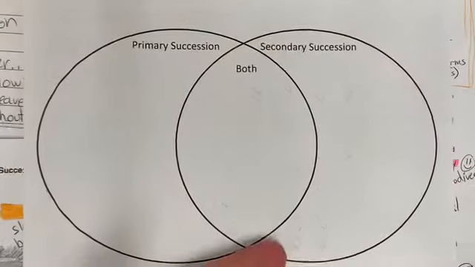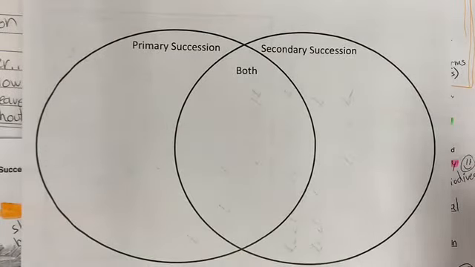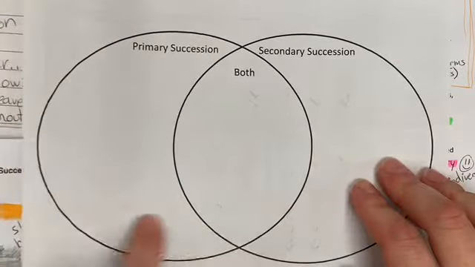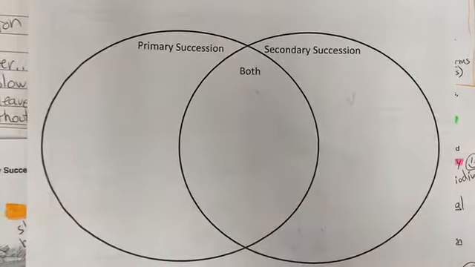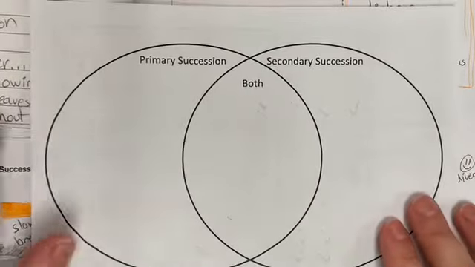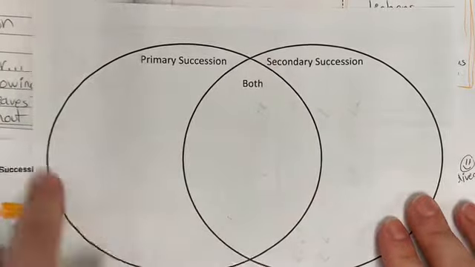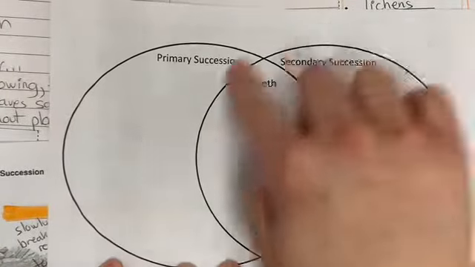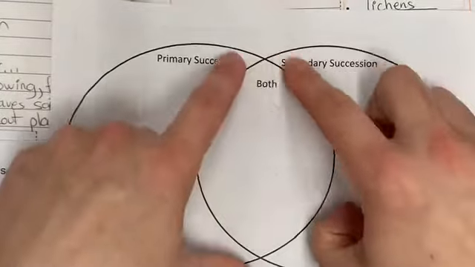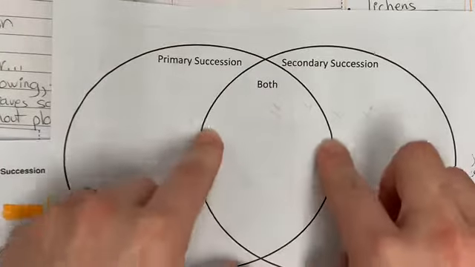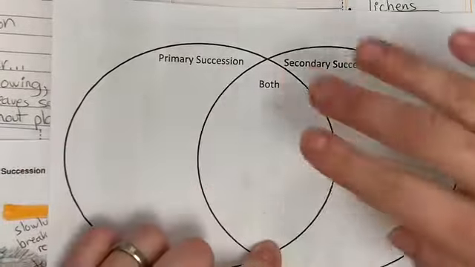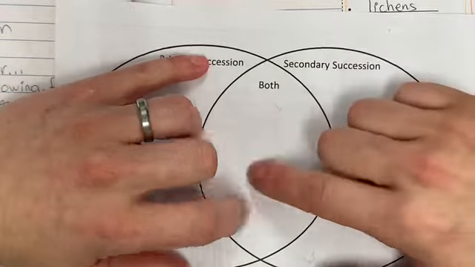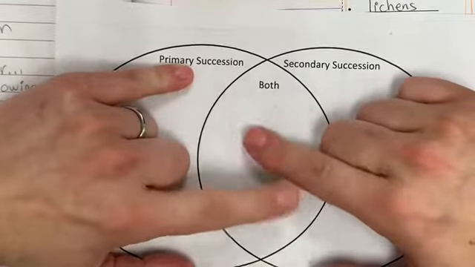The other side. First, we need to understand what we're looking at. This is what's called a Venn diagram. So we have this circle over here, and in this circle, we are going to put all the facts and information about primary succession. This circle is going to contain all the information about secondary succession. Where the circles overlap, this space right here that's both secondary and primary, that's where we write down what applies to both primary succession and secondary succession.